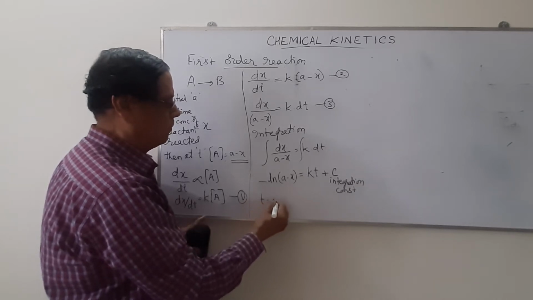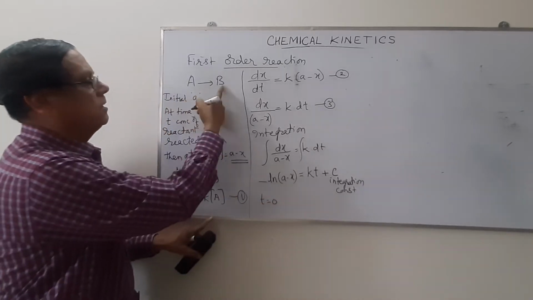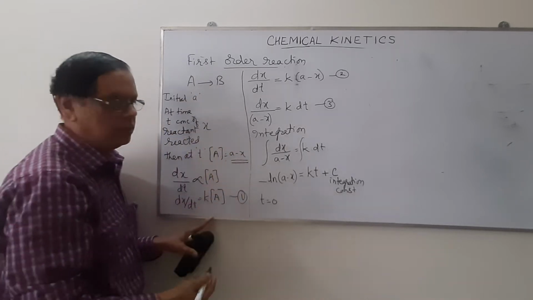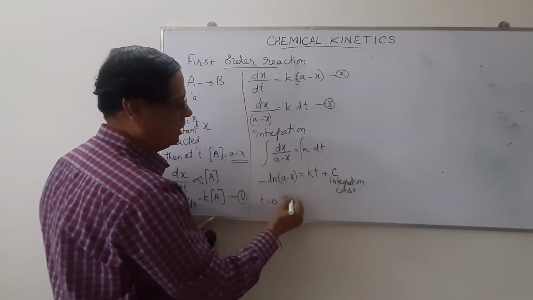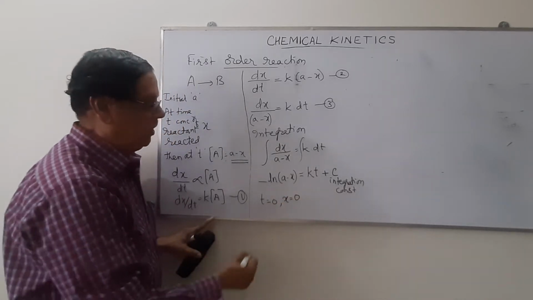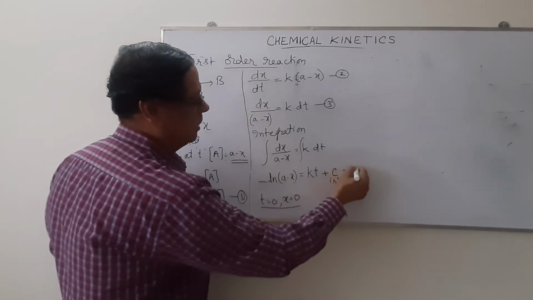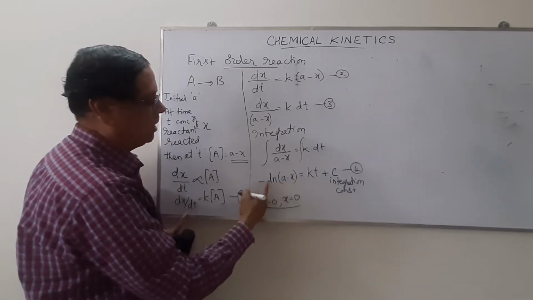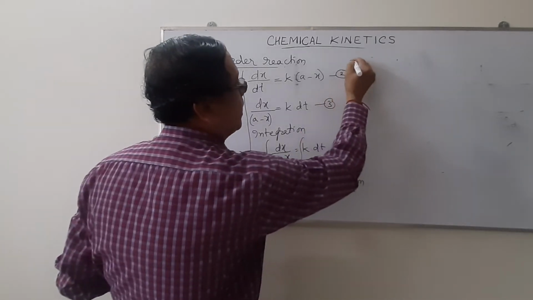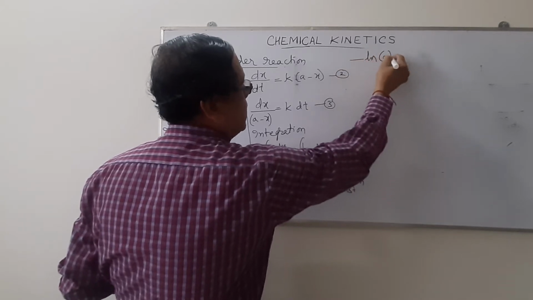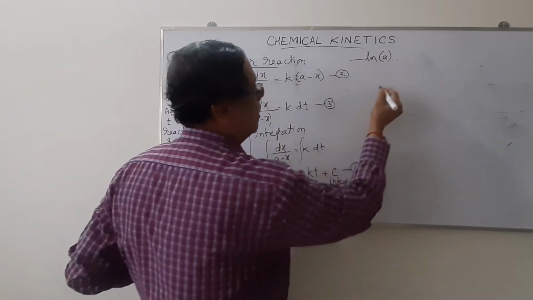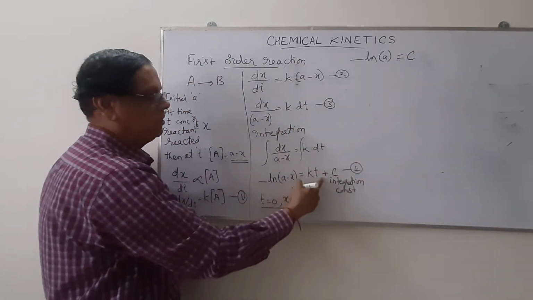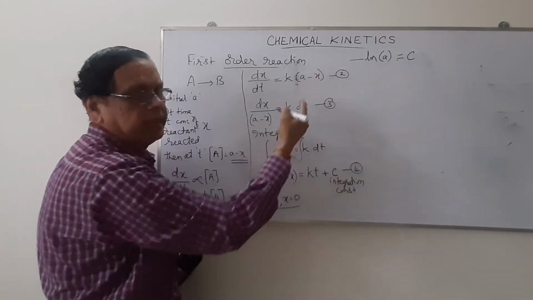To find out the value of the integration constant, substitute t is equal to 0. That is, when we start the reaction, initially the amount of reactant converted to product is 0. That means X will become equal to 0. If you substitute these two conditions in this equation, say equation number 4, then X becomes 0, therefore it is minus ln A. On the right hand side we have got C, because t is equal to 0, k into 0 is 0. Therefore C is equal to minus ln A.